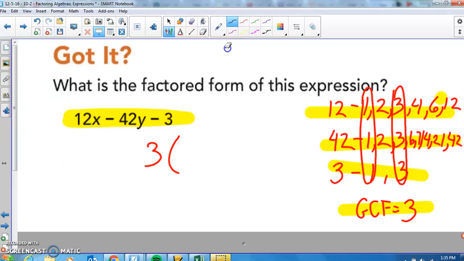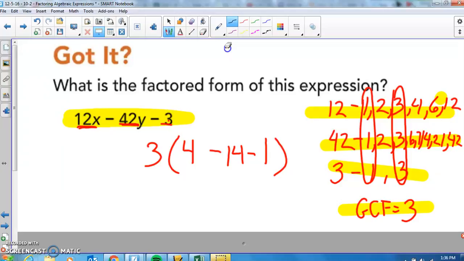All right, so I'm going to go back over here, take my GCF, put it on the outside, and then take each one of these terms and divide it by 3. So 12 divided by 3 gives you 4, so I'm going to put the 4 there. 42 divided by 3 gives you 14, so I'm going to put that there. Bring down the minus sign. 3 divided by 3 is 1.